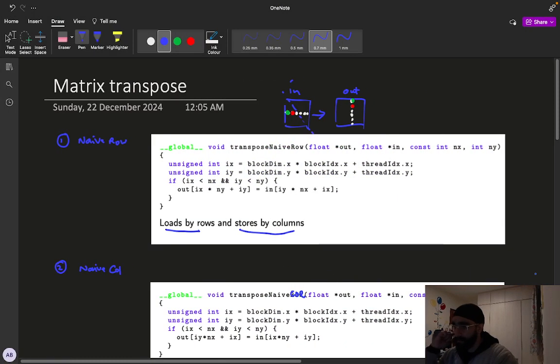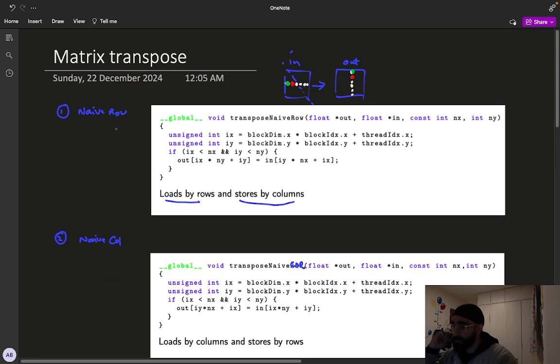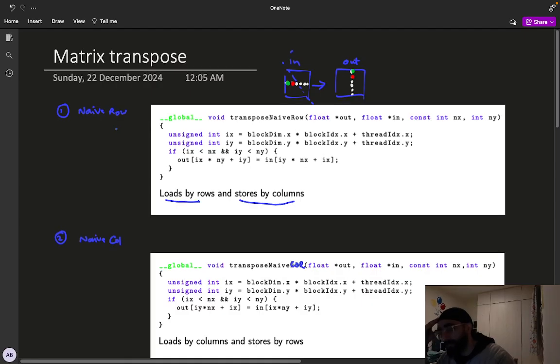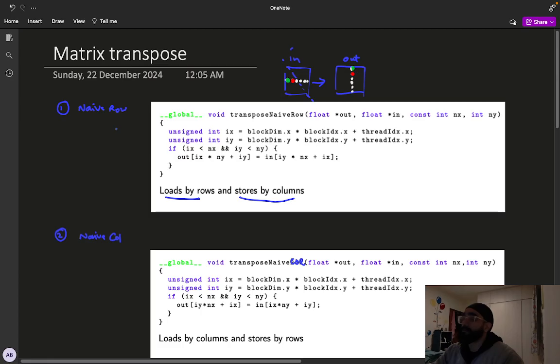Let's talk about how to do matrix transpose efficiently on GPUs using CUDA. The first method we'll be talking about is the naive row method. In the naive row method, consecutive threads load consecutive elements row wise from the input matrix and store them column wise in the output matrix.